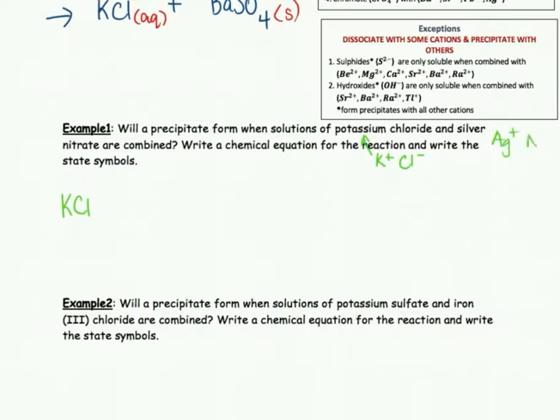Nitrate is a polyatomic ion with a -1 charge. When they combine together, it makes a silver nitrate compound. And again, like I said before, this is a double displacement reaction. Write the products out, and then we'll do the state symbols.